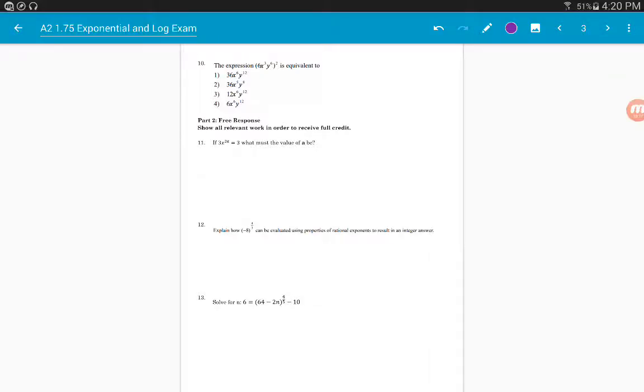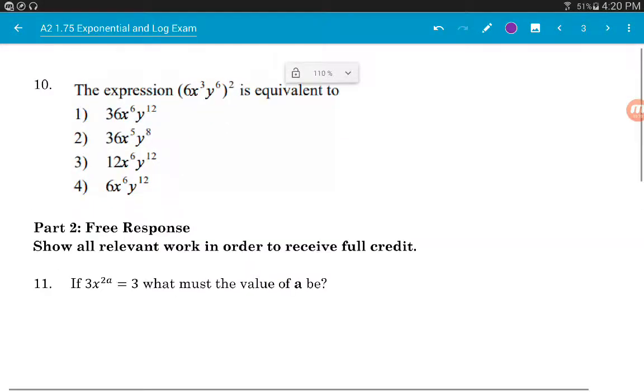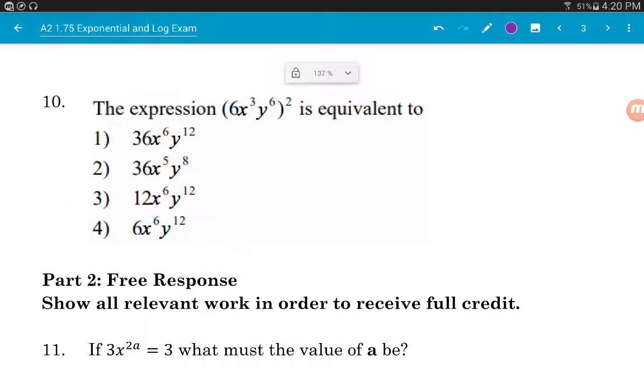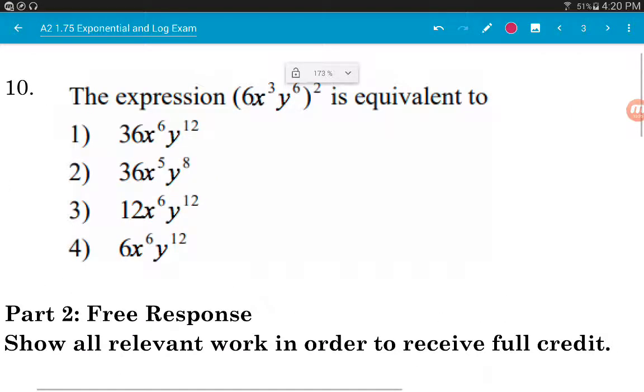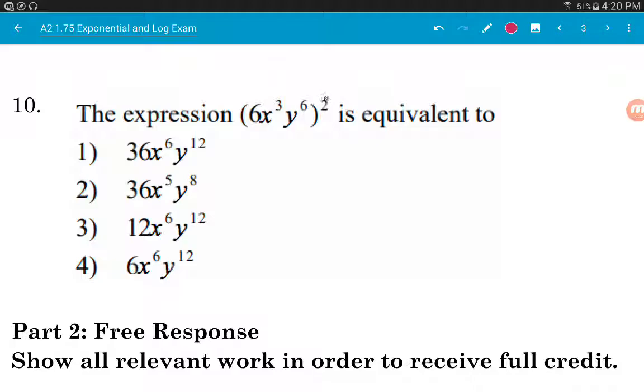Next question, 10. The expression 6x cubed y to the 6th all raised to the 2nd power is equivalent to. So this is just a little reminder of what you do when you have an exponent on the outside. You're going to distribute it onto all terms. So I get 6 squared. When I'm distributing this, I'm multiplying because each term has a power raised to another power.